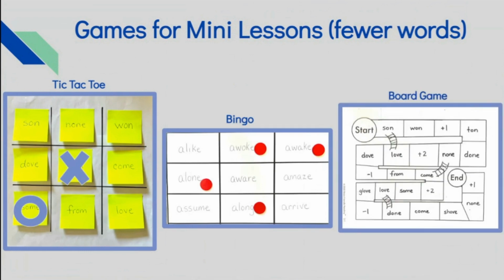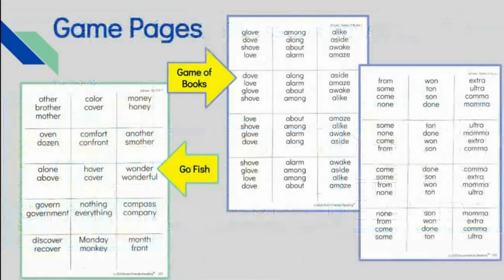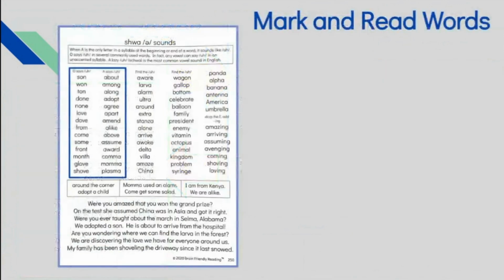The same goes for the board games. It's okay to repeat words. And if you engage the students in having them make the board game by writing the words on it, they get that extra practice with spelling these words. You can also use the game pages that are found after the lesson page if they align with the skills your students have been taught. There is a Go Fish page and a game of books. Feel free to customize as needed.